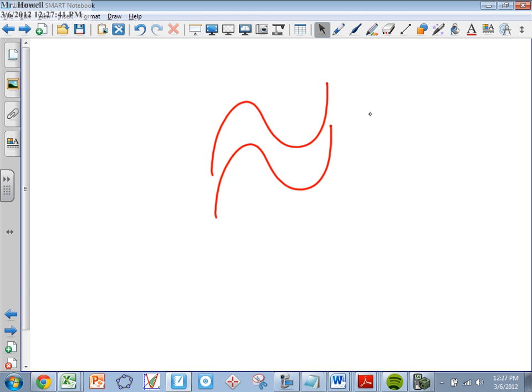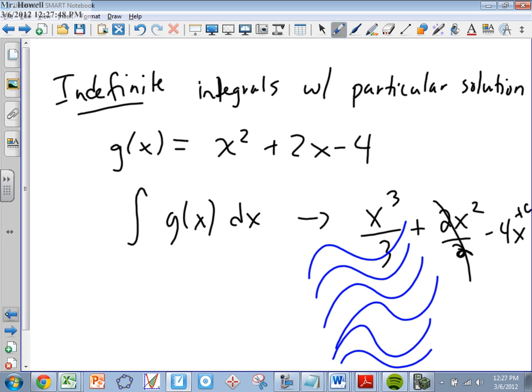But the idea here is this. How do I find out what the C value is? Go back to the last example. This is the actual integral. If I tell you g of 2 is equal to 4, what does the capital G mean again? It means the integral. Good. It means the integral.